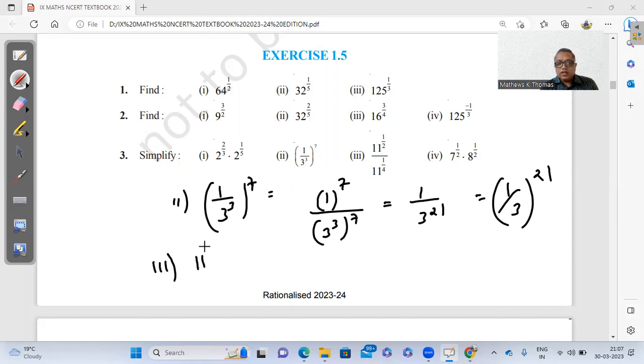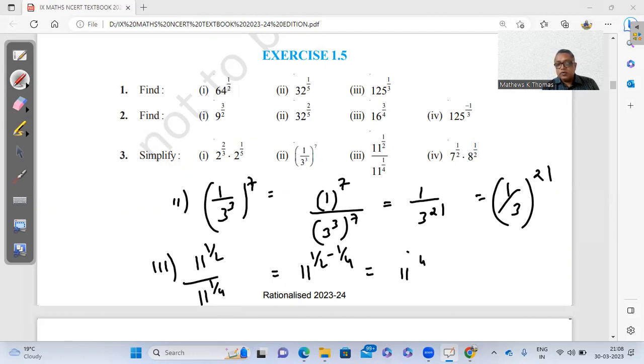Part 3, we see that there are two numbers in division, and the bases are same, but the powers are different. So x to the power a upon x to the power b is x to the power a minus b. So 11 to the power 1 by 2 minus 1 by 4. Base is same. Powers are subtracted. So this is going to be 11.